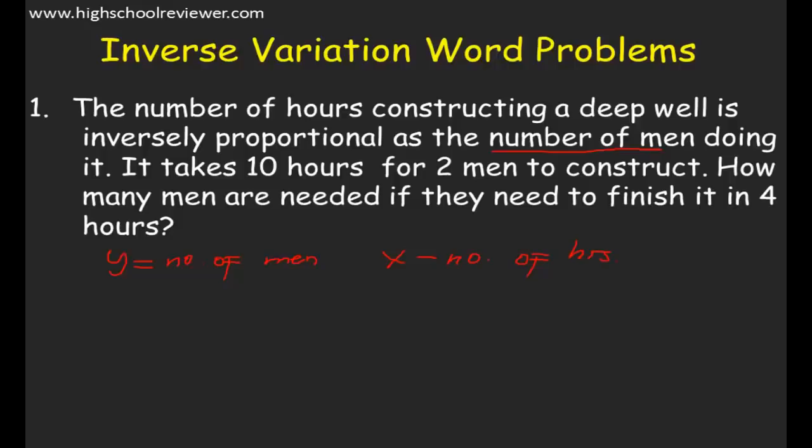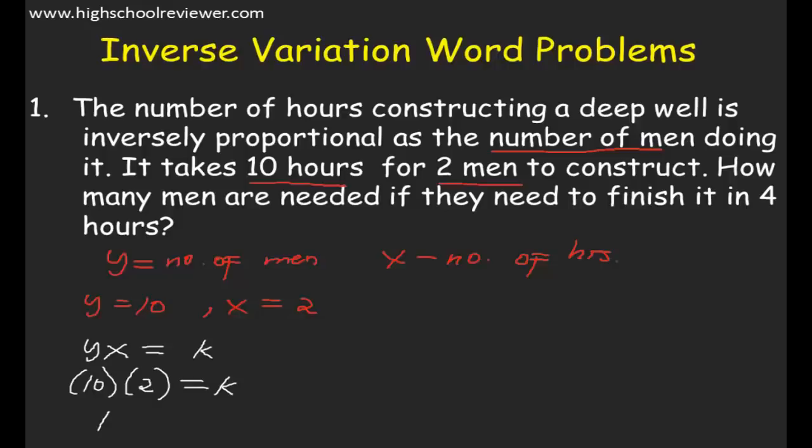So the initial value of Y and X is that it takes 10 hours for 2 men. So Y here will be equal to 10, while X is equal to 2. Okay, so we are then going to find the constant of proportionality, or K. Our equation will be Y multiplied by X equals K. Our Y is 10. Multiply this by 2. So 10 times 2 is the value for K, and that is 20.